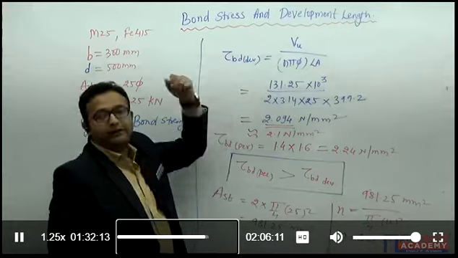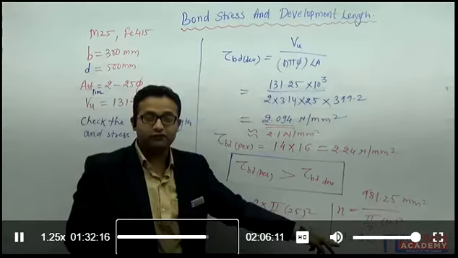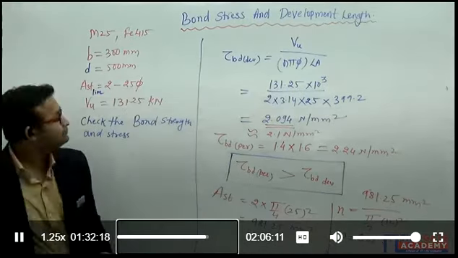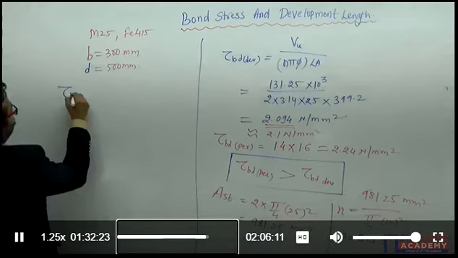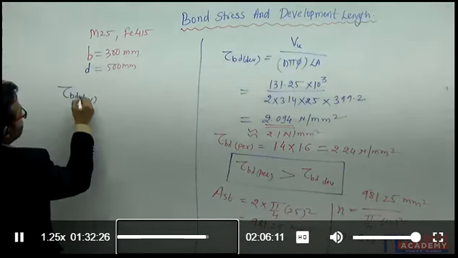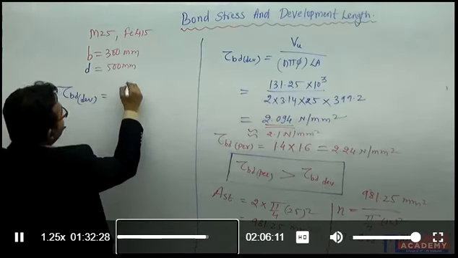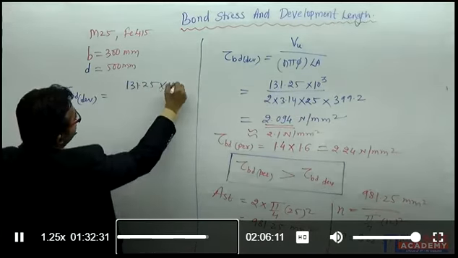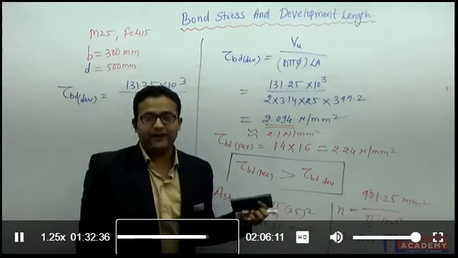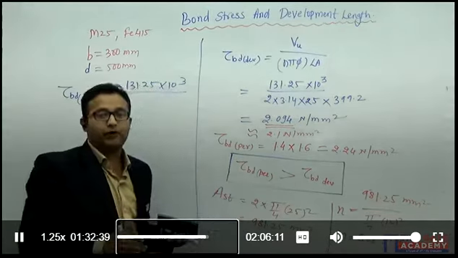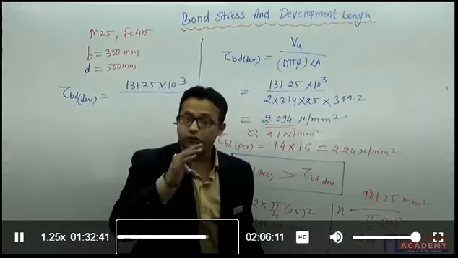Now let's calculate tau bd develop for 9 bars of 12 mm diameter. So see here, I am again calculating tau bd develop, which is your bond stress. Vu is the same, 131.25 into 10 to the power 3, divided by, this time I am not providing 2 bars of 25 mm diameter. This time I am providing 9 bars of 12 mm diameter.